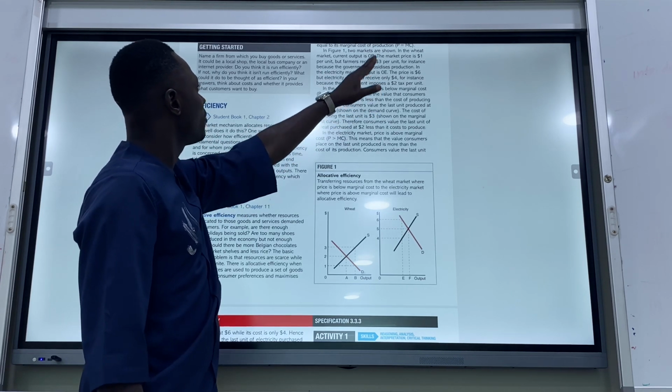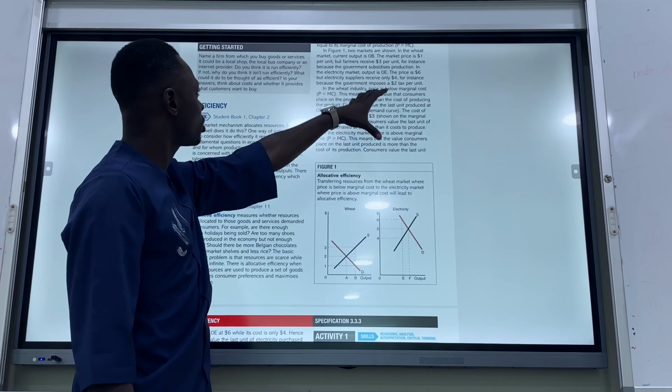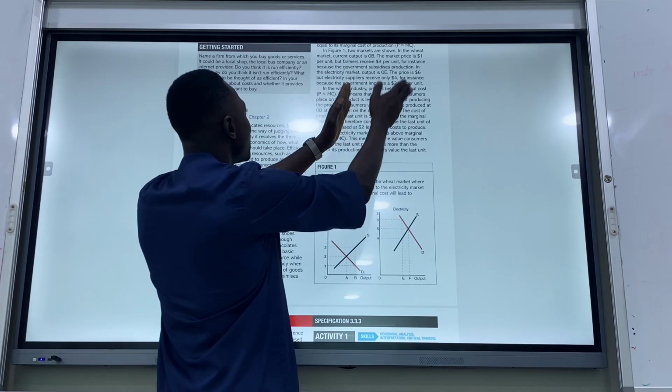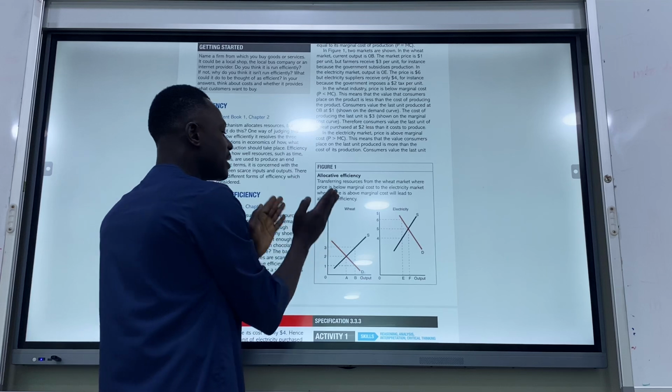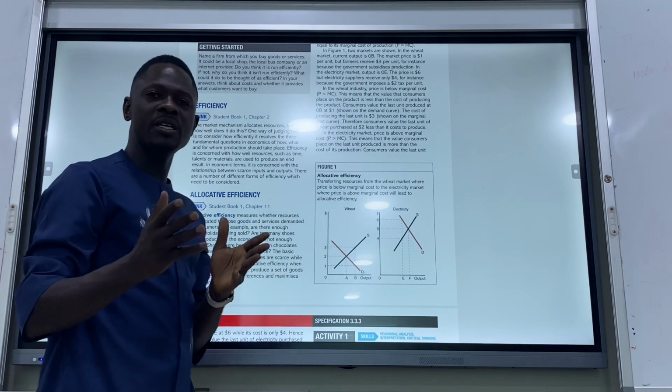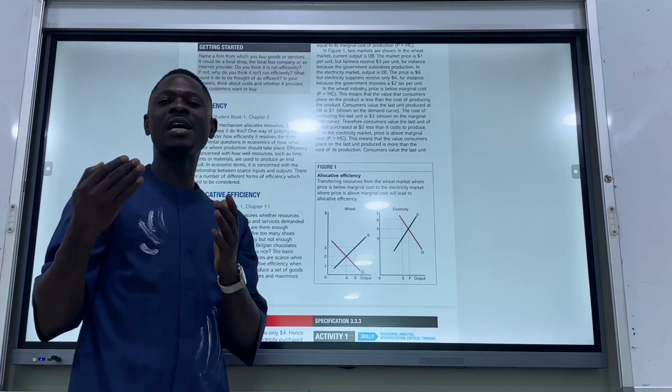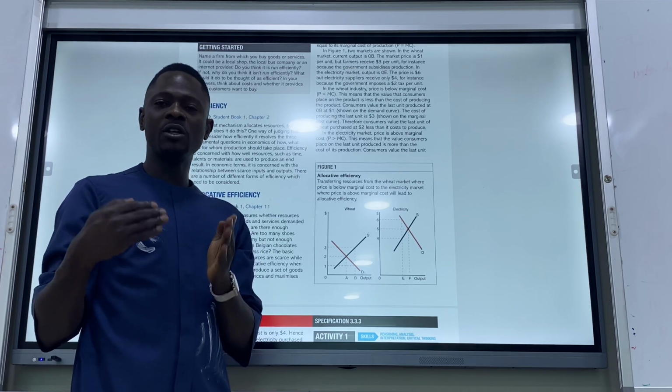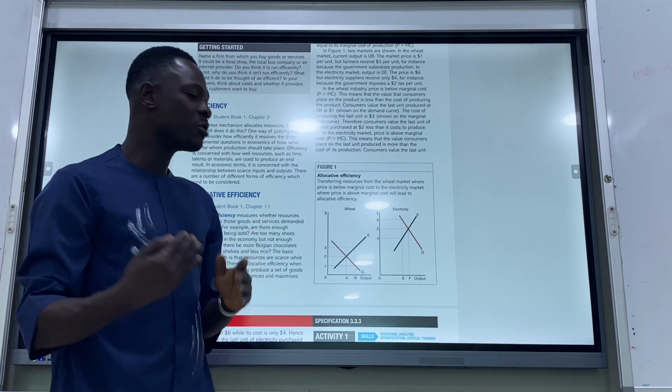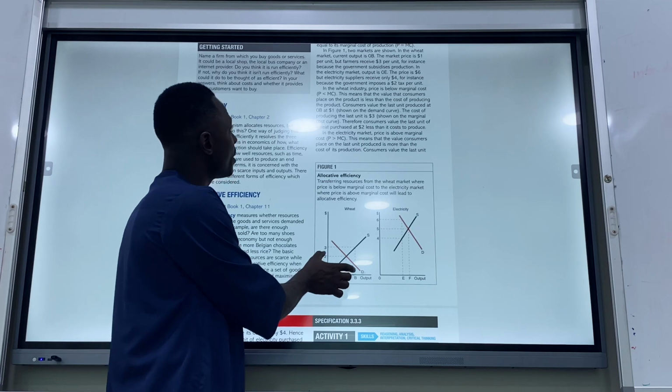So, for instance, because the government subsidizes production, the market price is 1 per unit, but farmers receive 3. The market price is 3, but with the government subsidy, which brings about a reduction in the average cost of production, the price becomes 1. That is the point they are making there.